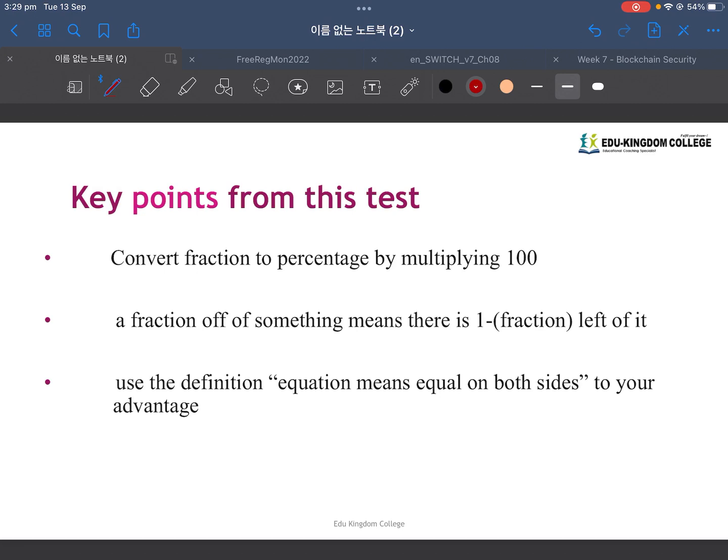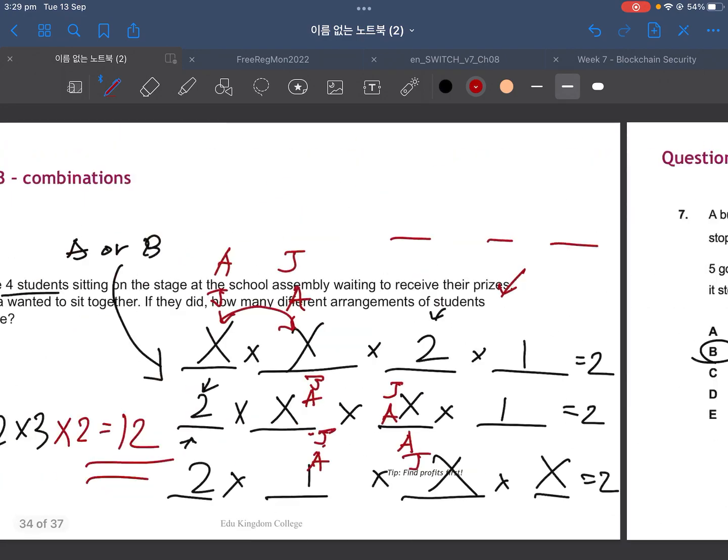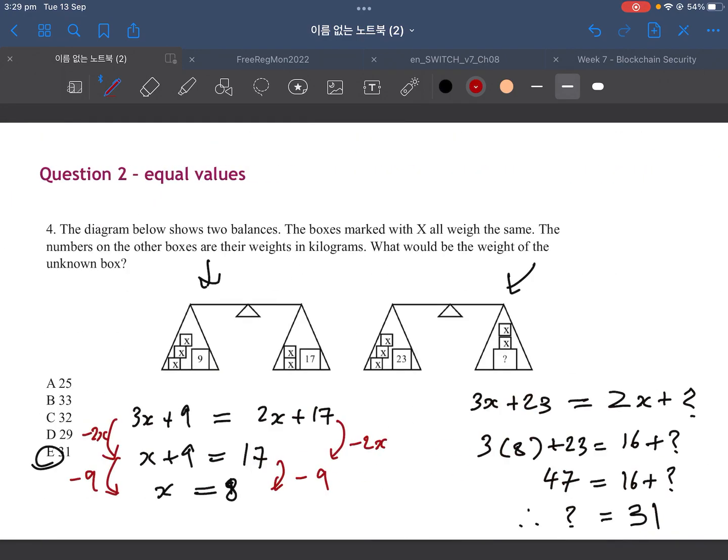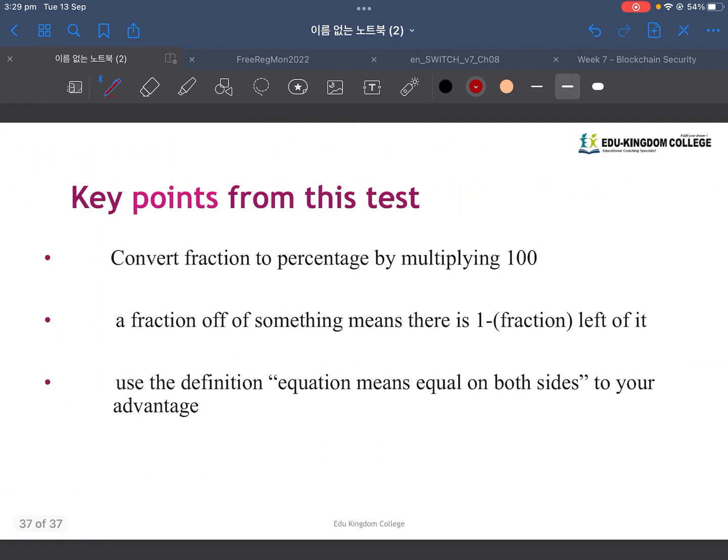Now, point number 3, use the definition that equation means equal on both sides to your advantage. What do I mean? Look at this scale, guys. Remember, any object that hints at an equality of something or an equal value of two things, then we can straight away see that the question is referring to an equation. And this equation here happened to be 3x + 9 = 2x + 17. Use this to your advantage so you can waste no time in figuring out how to solve the question.